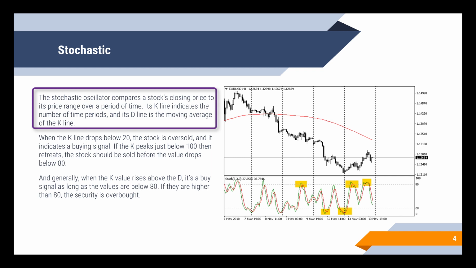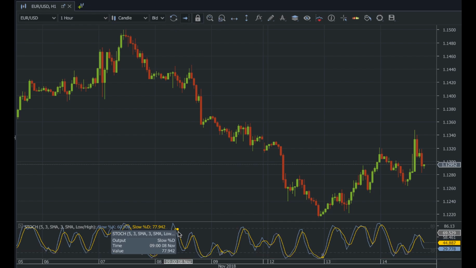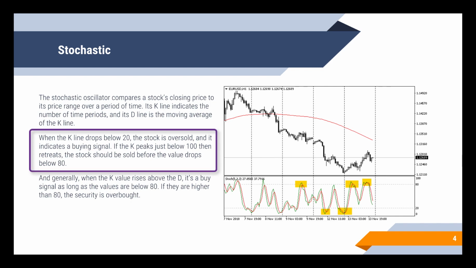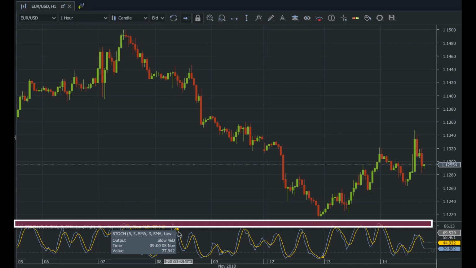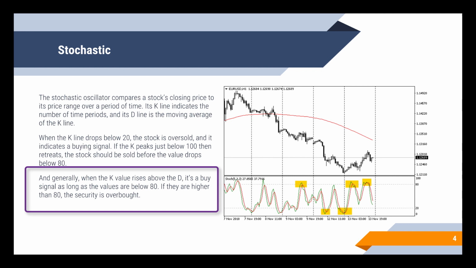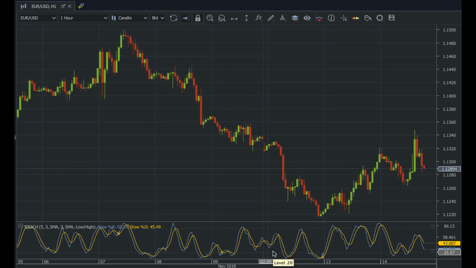When the K line drops below 20, the stock is oversold, and it indicates a buying signal. If the K line peaks just below 100, then retreats, the stock should be sold before the value drops below 80. And generally, when the K value rises above the D line, it's a buy signal as long as the values are below 80. If they are higher than 80, the security is overbought and it is a sell signal.